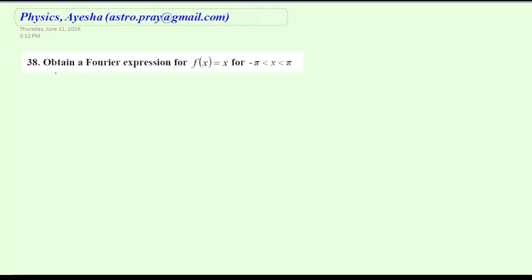Students, the next question is, obtain a Fourier expression for f of x equals x in the range minus pi and pi. When it comes to Fourier expansion or Fourier expression, we need to understand what kind of Fourier series it is. What I mean is, I can have a Fourier series expressed using f of x.